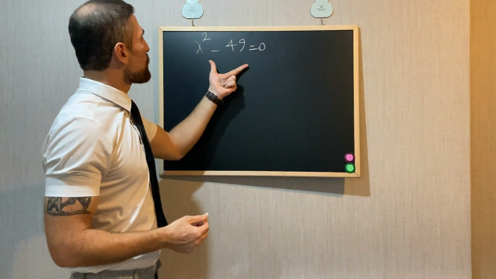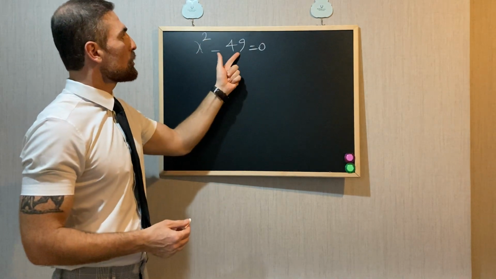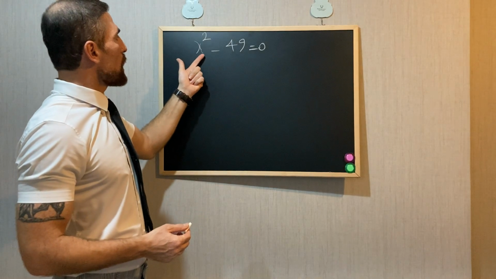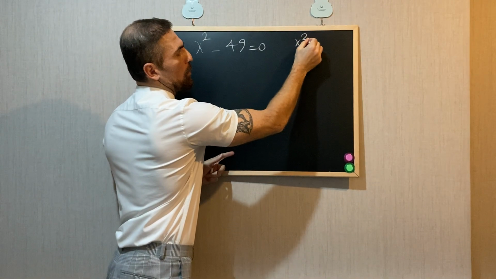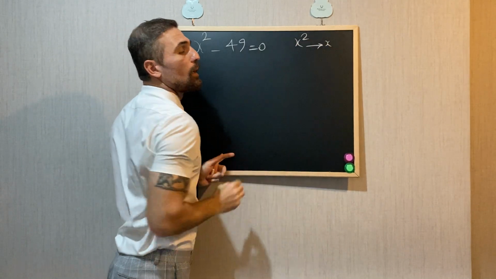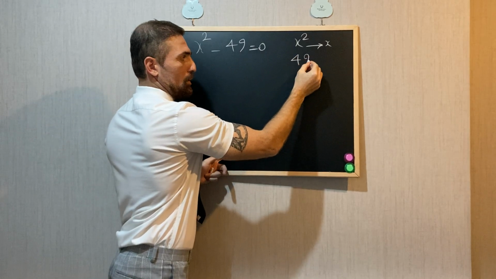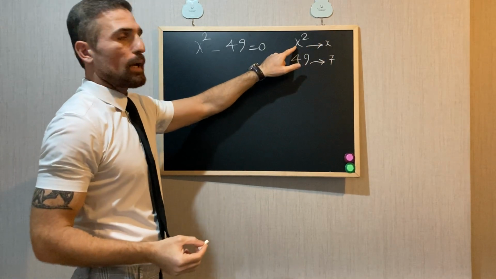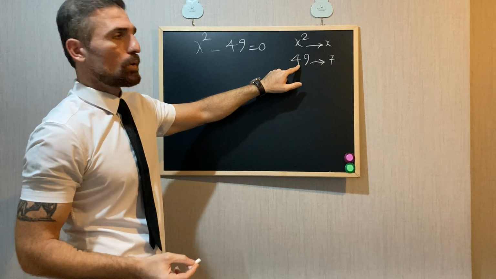Okay, here we go. At first look, we can see both x squared and 49 are perfect squares. The square root of x squared is x. Let's write it here. The square root of x squared is x. The square root of 49, yes, 7. X to the power of 2, x squared; 7 to the power of 2, 49.